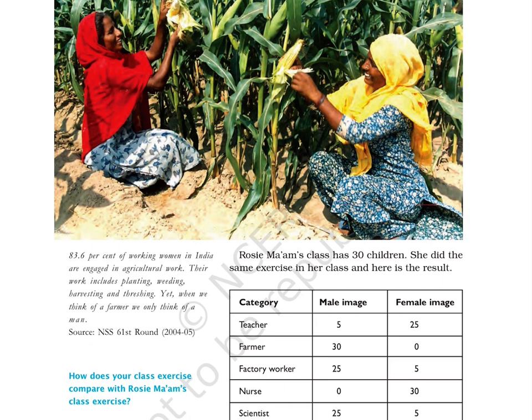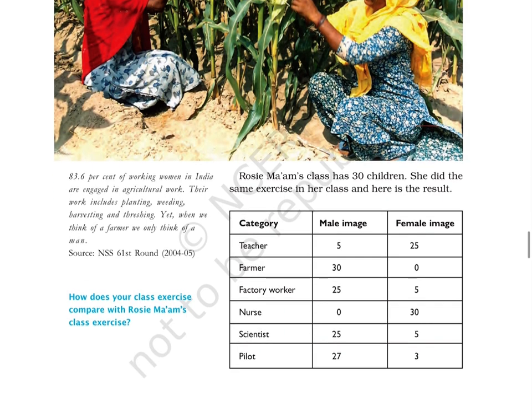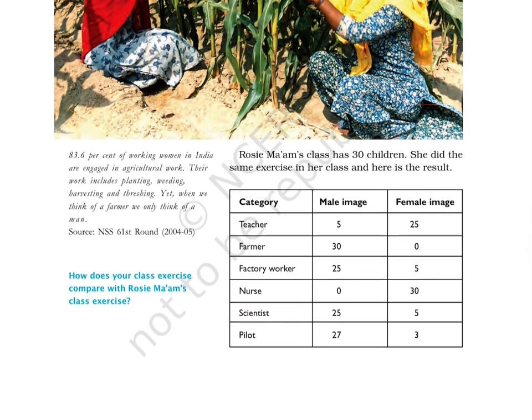Rosie ma'am's class has 30 children. She did the same exercise in her class, and here is the result. Again, the same table is given here as was mentioned on page number 55 with 3 columns: category, male image, and female image. In the category of teacher, 5 male images were made and 25 female images were made.